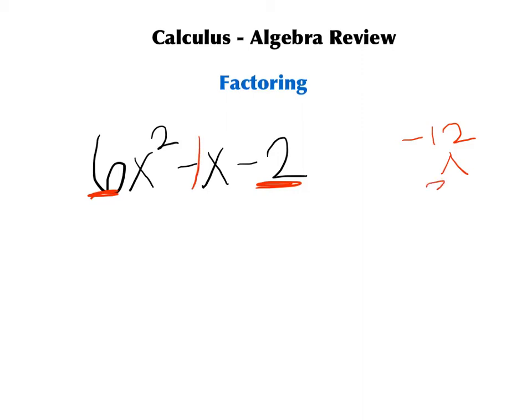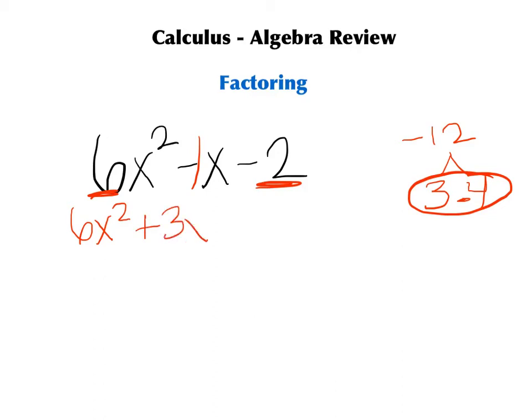And so I know that 3 and 4 are a difference of 1. They need to multiply to negative 12. One of them needs to be negative, one of them needs to be positive. In order to make negative 1, the 4 needs to be negative. So these are my two numbers. Now, the extra step here is we're going to have to rewrite the middle term, minus 1x, into plus 3x minus 4x. And now what we're going to do is grouping.